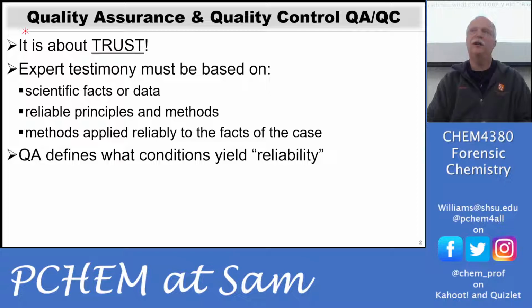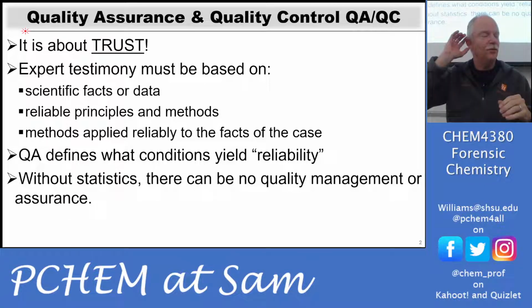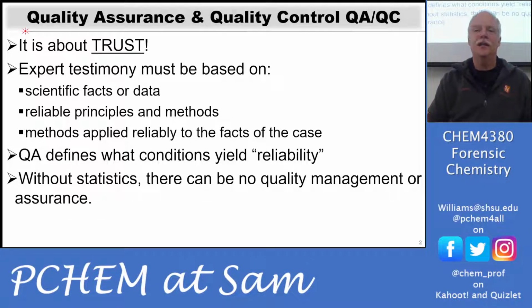So you're assuring your customer, your external partner, that you're using your methods reliably. And then without statistics, there can't be any quality management or assurance. So we need to look at multiple measurements, average them, look at the standard deviation or the variance, and see what kind of uncertainty is related to your measurements.